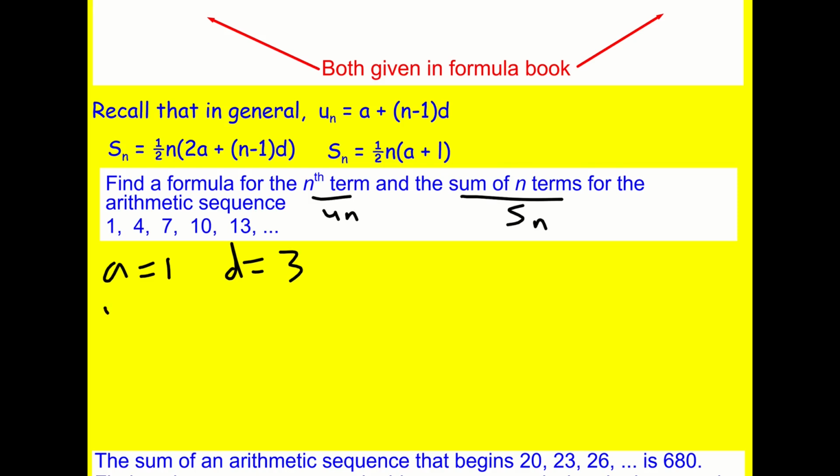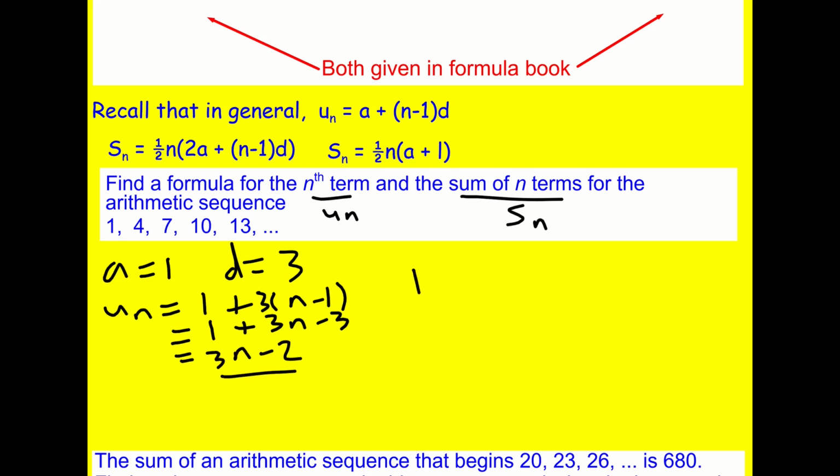So if I want the un, then I can just substitute in, just as before: 1 plus n minus 1 times 3. I can straight away put the 3 there. It's just more algebraically better, I suppose. And then I can simplify this: 1 plus 3n minus 3, which equals 3n minus 2. And we're done just as before.